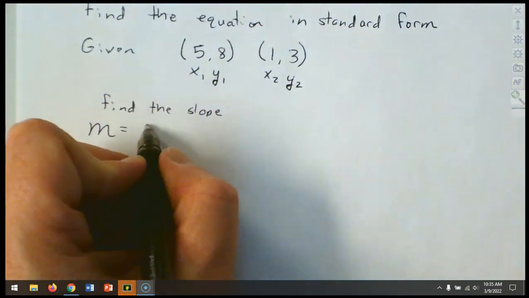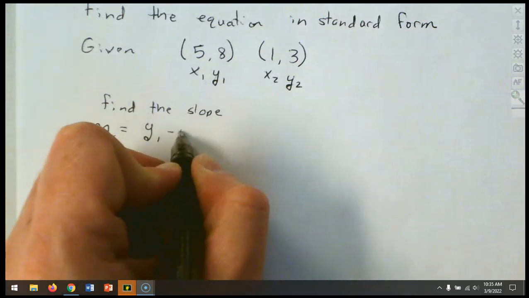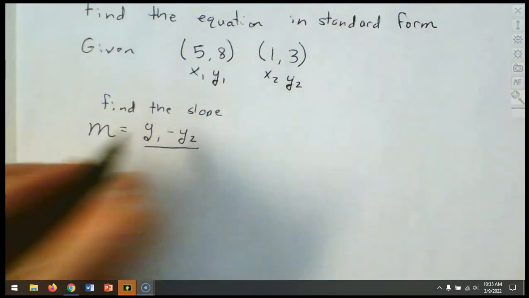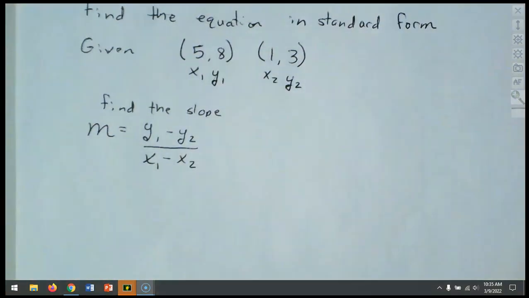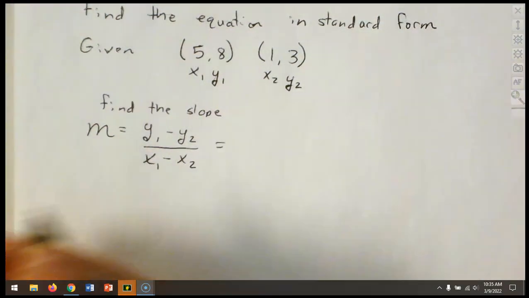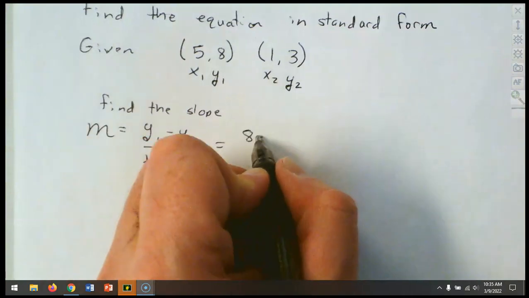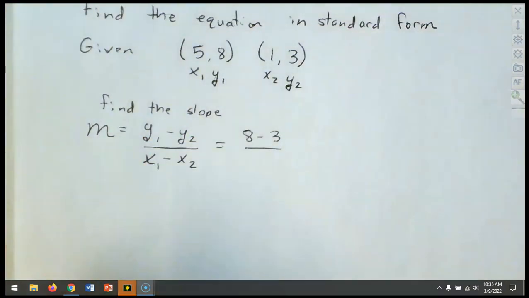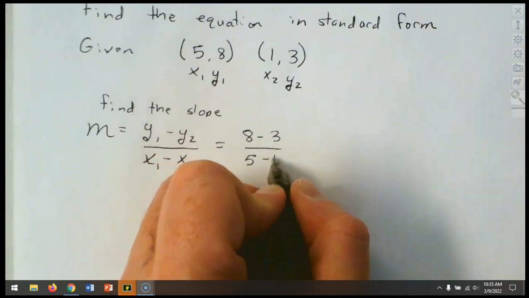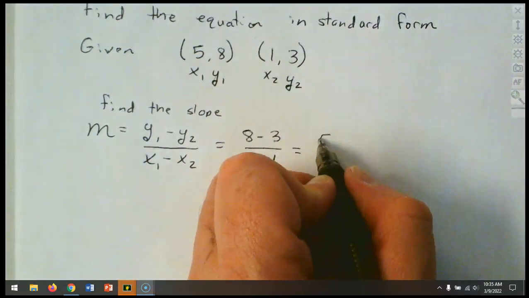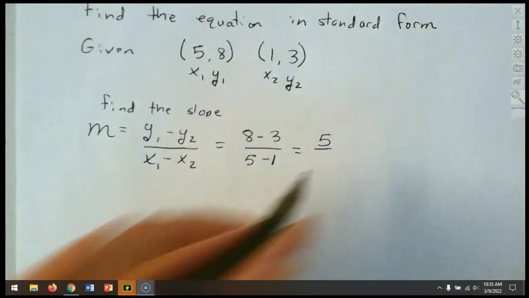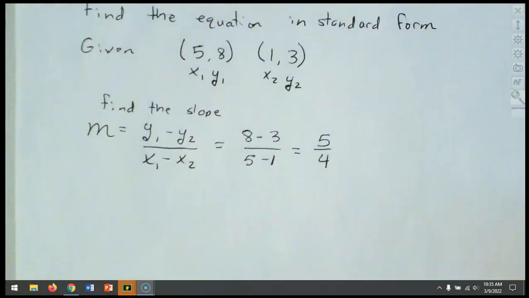And your slope m is y1 minus y2 over x1 minus x2. Fill it in. And that's 8 minus 3 over 5 minus 1. 8 minus 3 is going to give you a 5. 5 minus 1 is a 4. So that's my slope, 5/4.